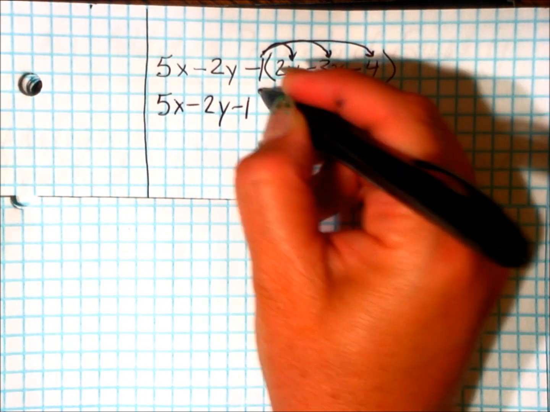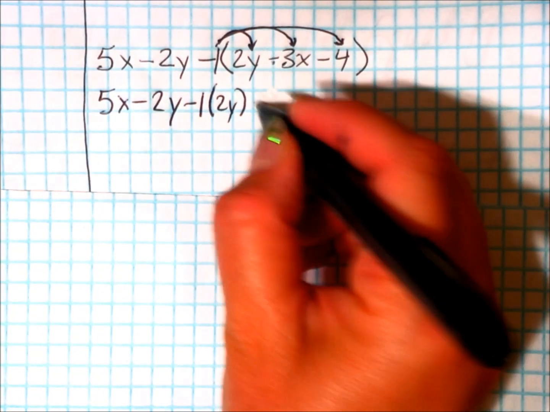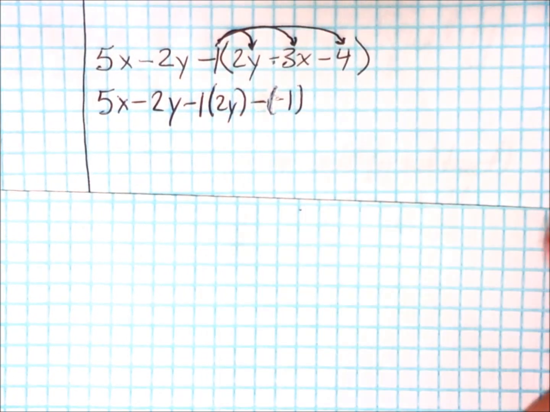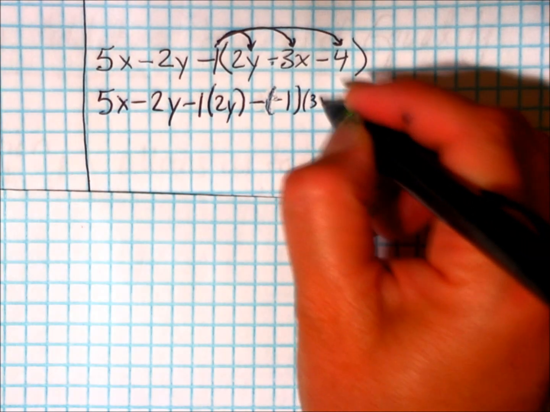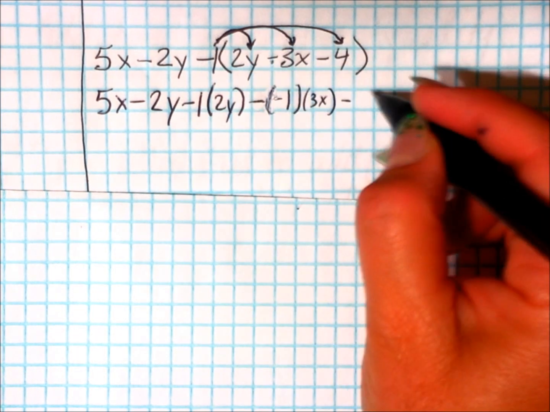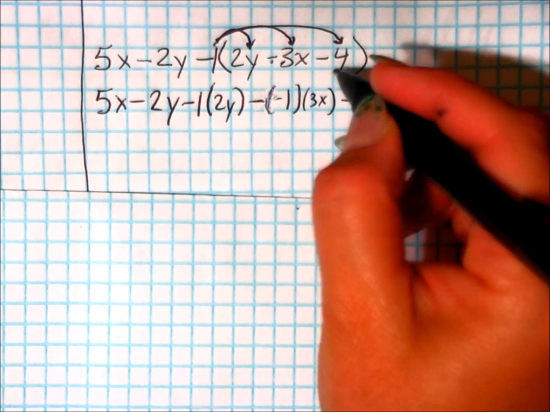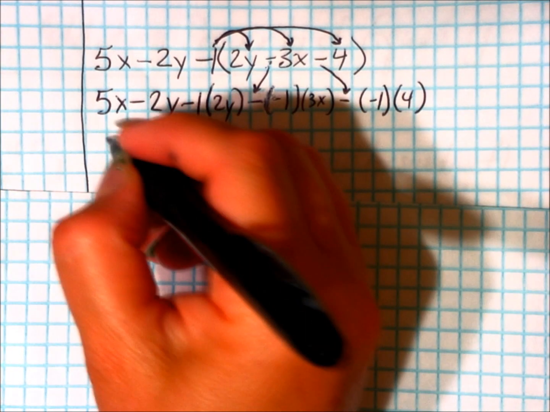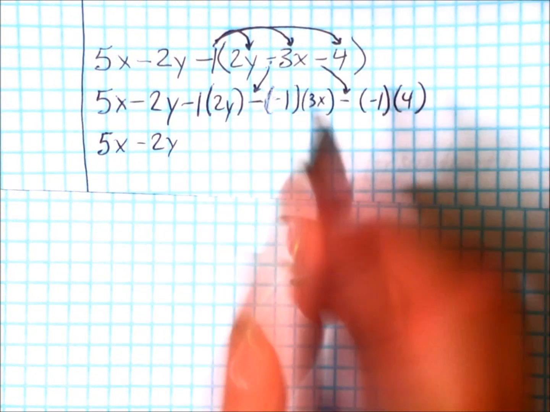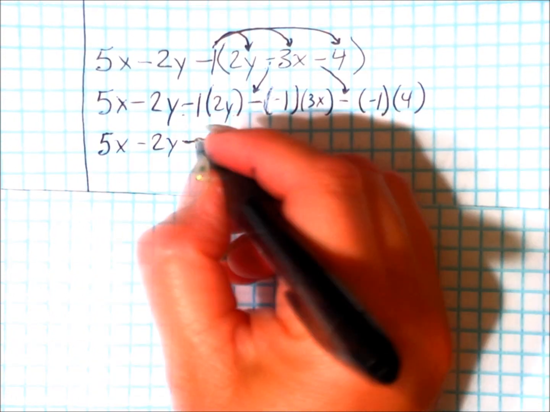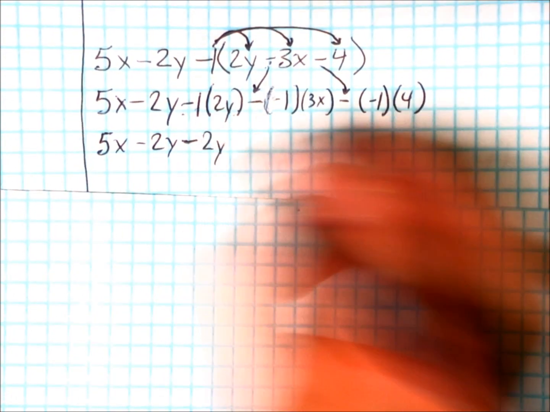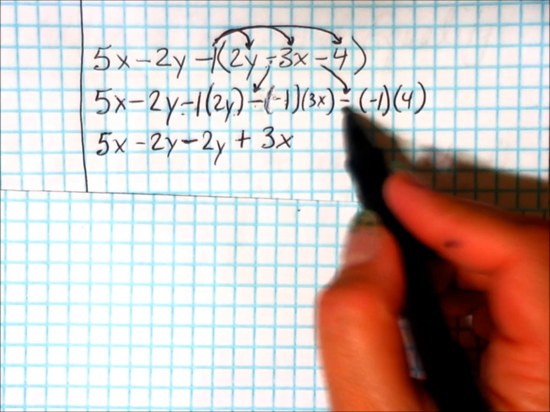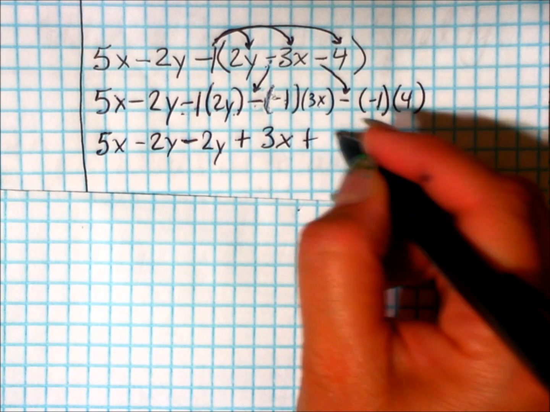So negative 1 times 2y minus negative 1 times the 3x minus negative 1 times 4. So I'm moving that negative and that negative down. So nothing happens to my 5x, nothing happens to my 2y. Negative times a positive is a negative. 2y times 1 is 2y. Negative times a negative is a positive. 1 times 3x is 3x. Negative times a negative is a positive. 1 times 4 is 4.